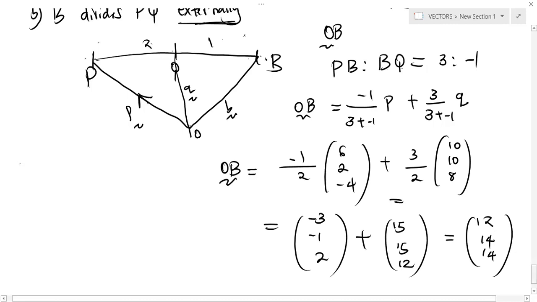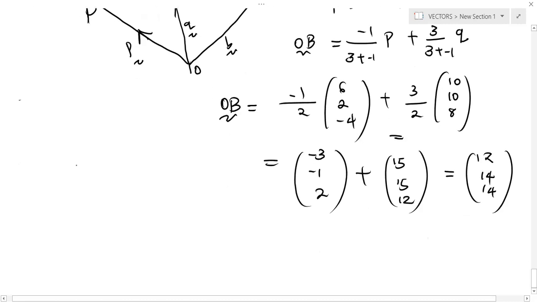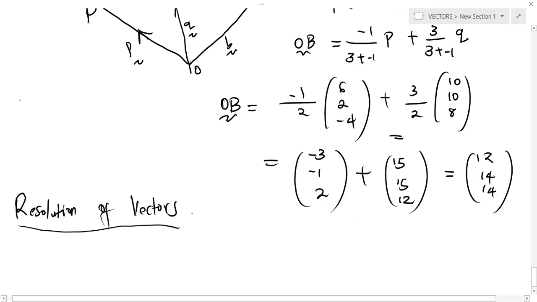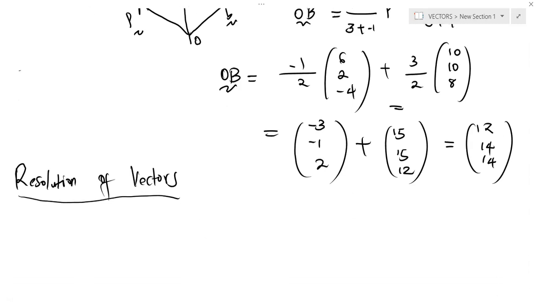Now, another thing we have is called resolution. So the next thing we look at is resolution of vectors. Now, a vector can be resolved into its horizontal and vertical components. Now, the horizontal components, let's say this is what you have.